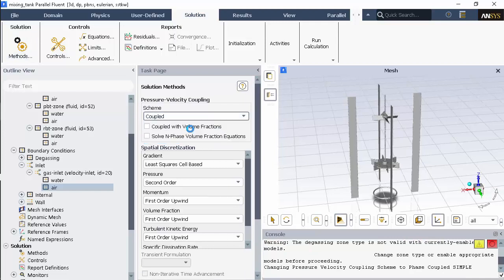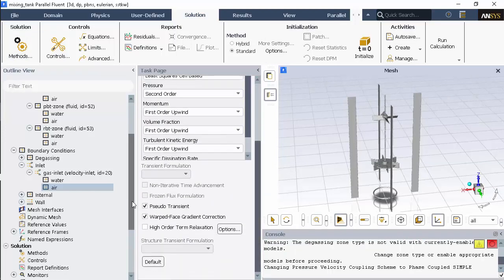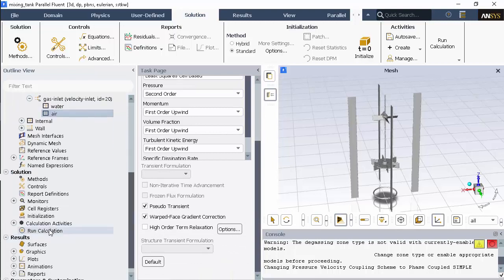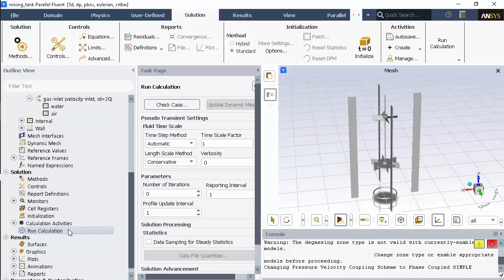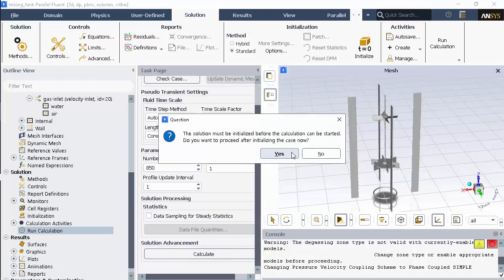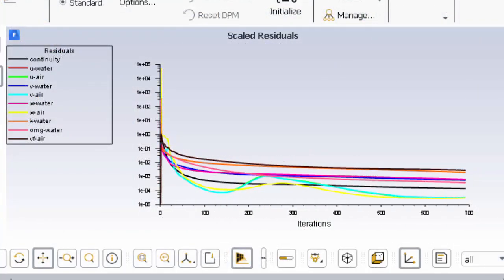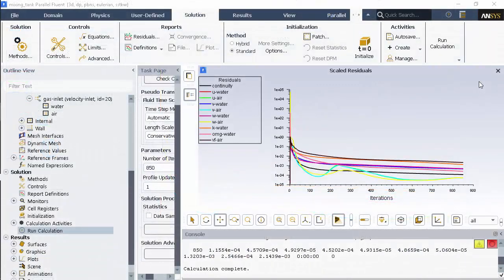The solver will use the coupled scheme, and the run is pseudo-transient. I'll use an automatic time step method with a time scale factor of 1. The solution should converge after 850 iterations. After 850 iterations, the convergence of the solution is satisfactory.